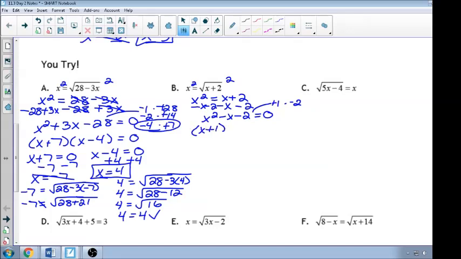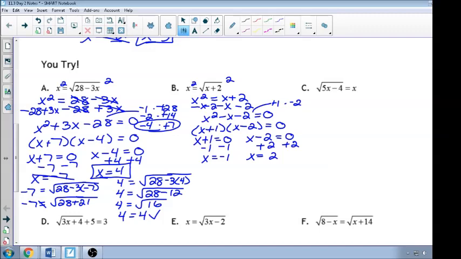I have x plus 1 times x minus 2 equals 0. I'm going to set those equal to 0 using the 0 property. I can subtract 1 from both sides. I can add 2 to both sides. So x equals negative 1 and x equals positive 2. At this point I need to check it again.